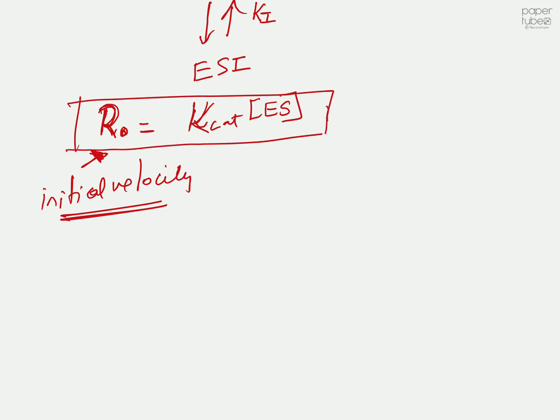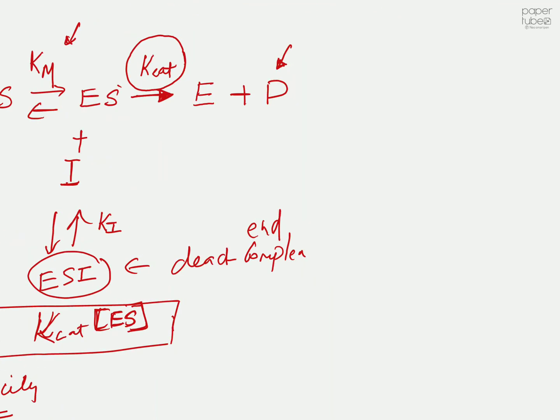So competitive or uncompetitive or non-competitive, for all of these reactions, the rate of the reaction or the initial velocity is dictated by the concentration of your enzyme substrate complex. And again, this complex is what we can call a dead end complex. So let's write the expressions for Km and Ki.